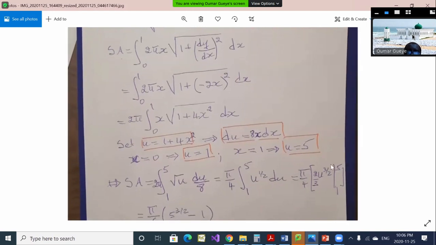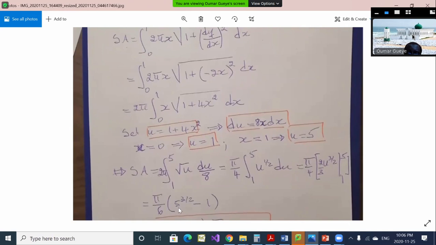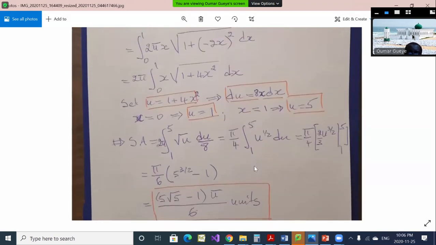So when we use the FTC, substitute u by 5 first to get this term. I already took this 2 by 3 out. When you simplify, it's going to be just pi over 2 times 1 over 3, which is just pi over 6. And this term is obtained when you substitute u by 5. The second term is when you substitute u by 1, and we'll get the solution.